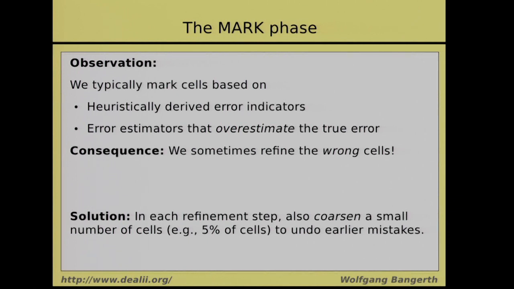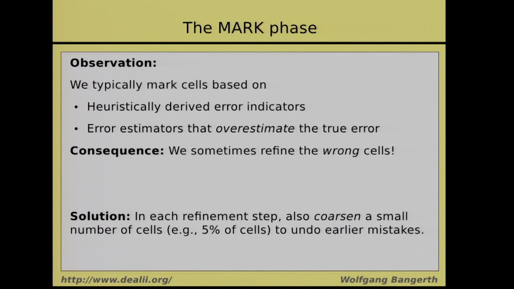So there's an observation that you can make. Most of the time we refine our cells based on error indicators that might be suggested by strict estimates, or maybe not. Like I told you in the previous lecture, the Kelly estimator is used for all sorts of equations for which it is strictly not true. So we may refine based on heuristically derived error indicators, or we might refine based on strict error estimators, but they overestimate the true error by a factor that we don't know. So as a consequence, in practice, what this mark phase does is it sometimes marks cells that really should not be marked because our error indicators are not accurate enough.